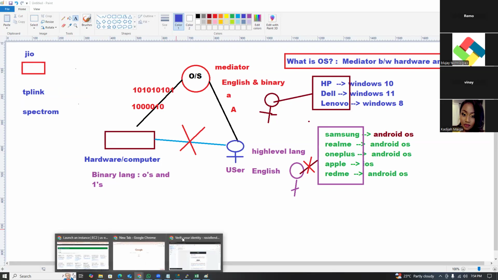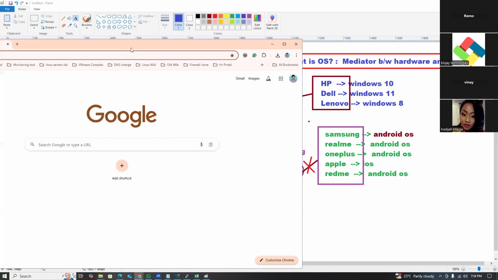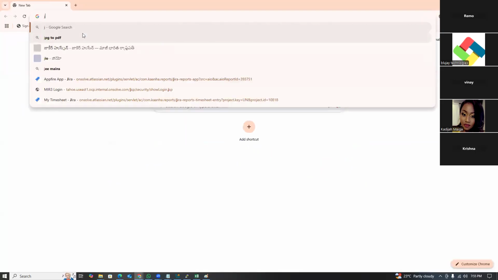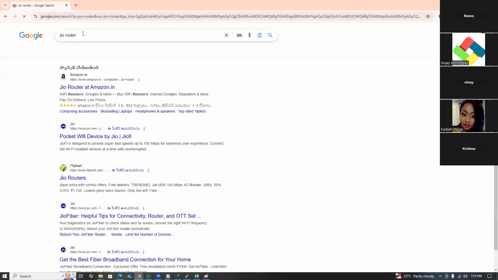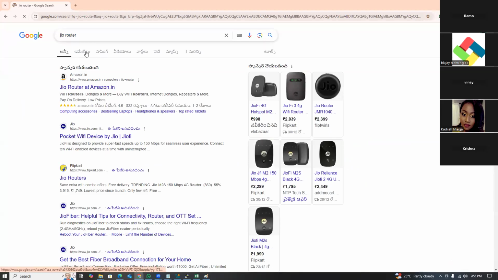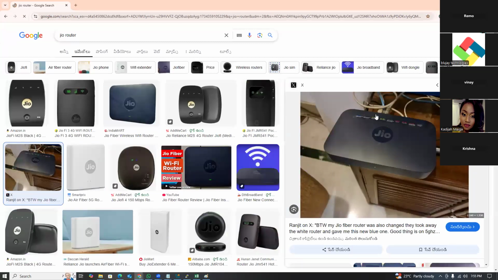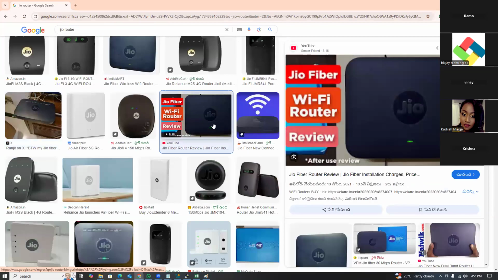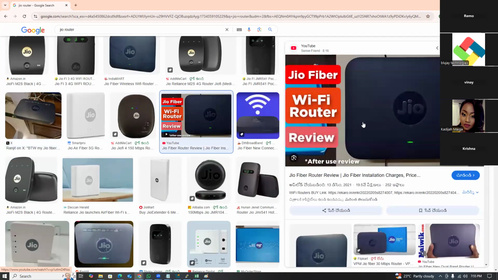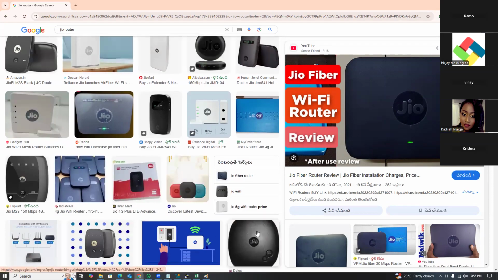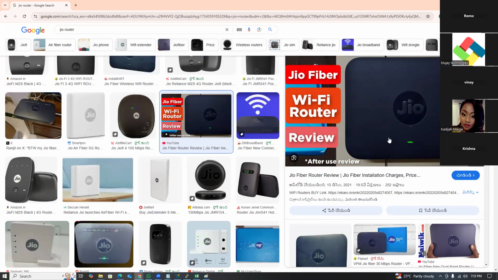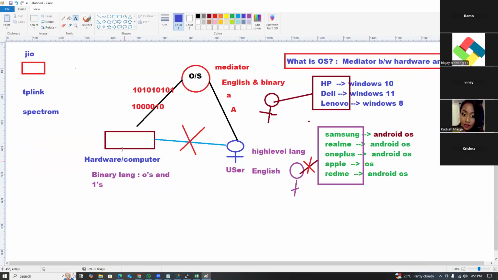Spectrum, TP-Link, Netgear. These all are the routers, and these are hardware devices. For example, Geo router. So this is a Geo router, right? So this is a hardware. So how did you change your Wi-Fi username and password, right? This is the hardware, so we cannot interact with this hardware. So how did you change your Wi-Fi name and password?